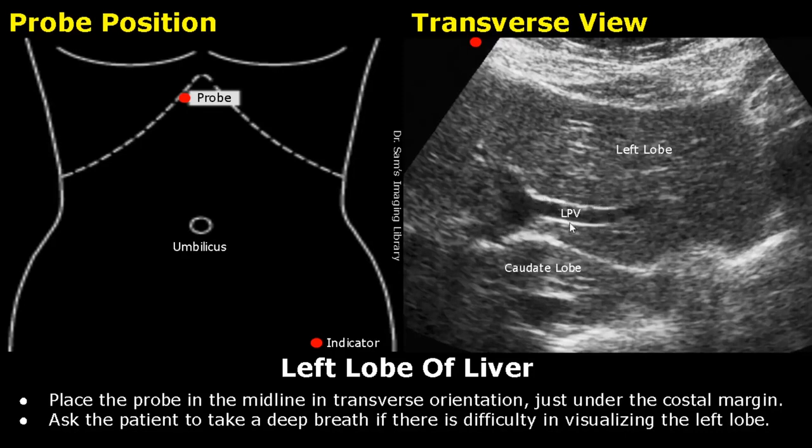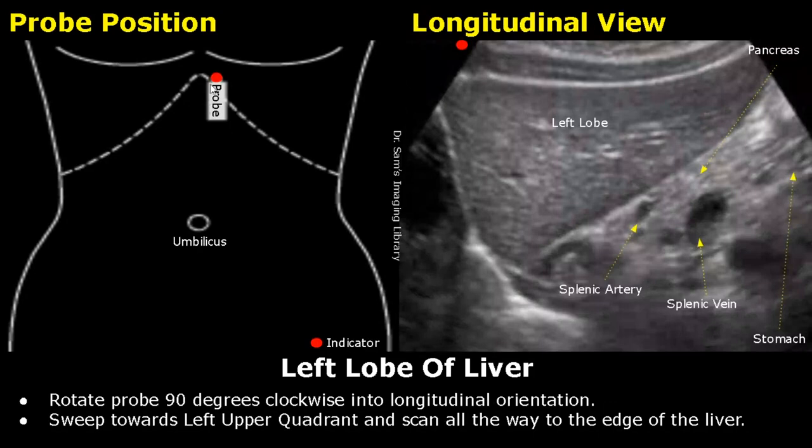It has a hyperechoic wall. This bright line is the ligamentum venosum, and posterior to that is the caudate lobe. If there is difficulty in visualizing the left lobe, ask the patient to take a deep breath. Next, rotate the probe 90 degrees clockwise.